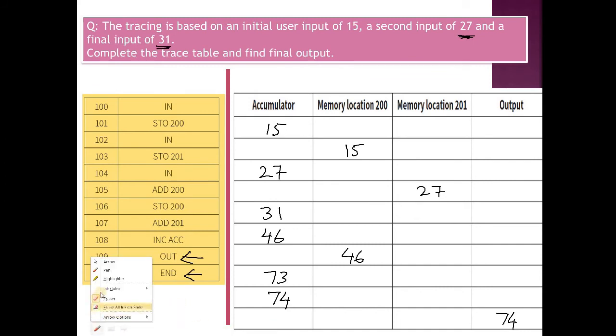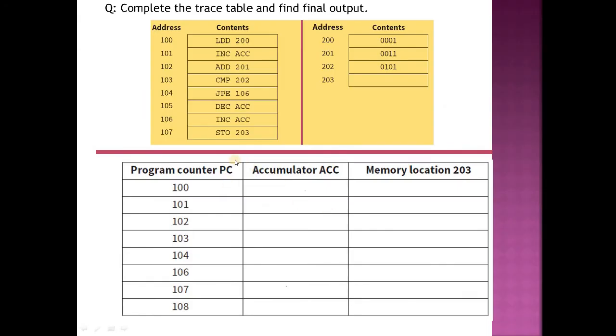Next, complete the trace table and find final output. In this question, the program has been given with memory addresses. On memory address number 100, first instruction is written and the last instruction is written on memory address number 107. From memory address 200, data is written here, and the last data is on 202. So we have been given a 3-column trace table and we have to fill it.